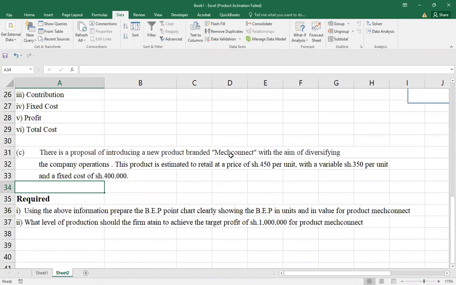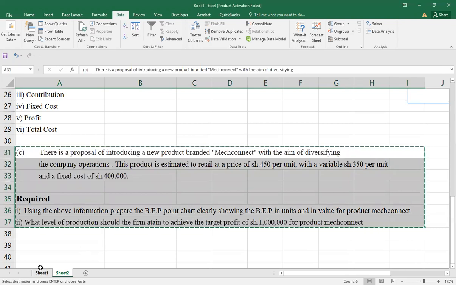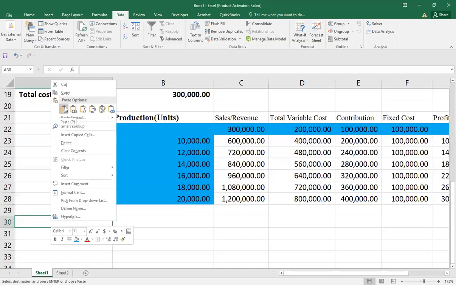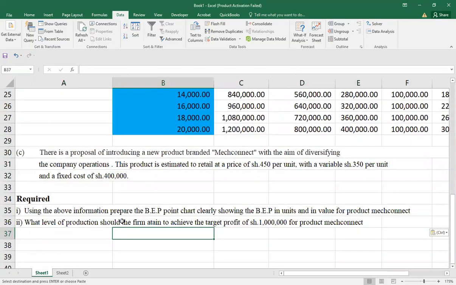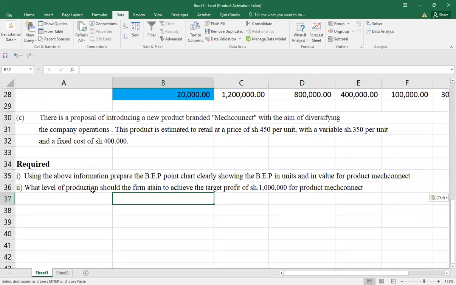Then in addition to that, we are told that using the above information, prepare the break-even point chart clearly showing the break-even point in units and in value for product May Connect. What level of production should the firm attain to achieve the target profit of 1,000 for product May Connect? So the examiner wants us to prepare a break-even chart, right? These are whole new different products. So what are we supposed to do? In this case, we have to prepare our chart, and of course, come up with a various range. Basically, first of all, this is the solution.